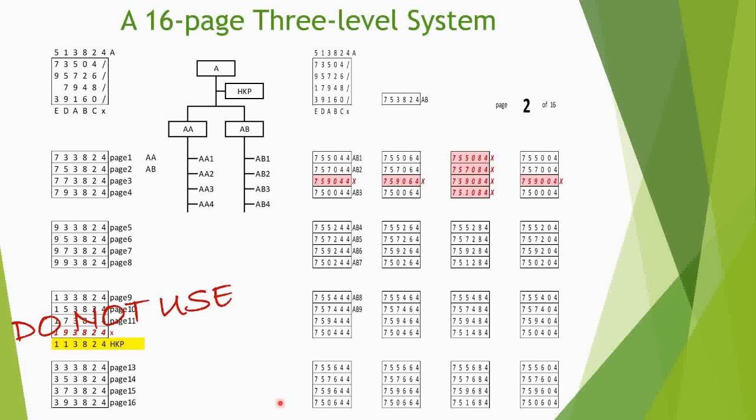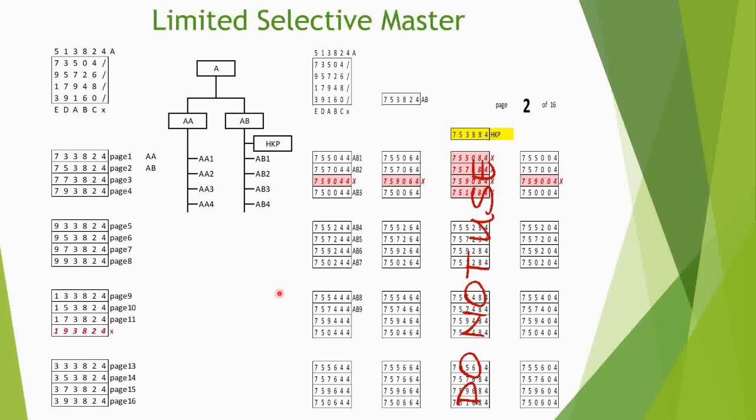But there's another option. It hinges on the fact that we only need HKP to work under AB. We don't need HKP to work for the entire system. On page 2, we can grab the vertical group master from the third vertical group, mark the vertical group as unavailable, and use the vertical group master as our HKP.